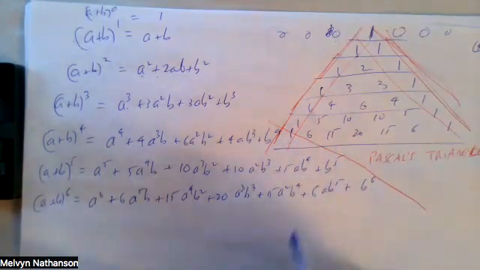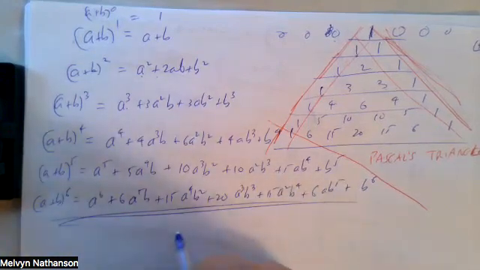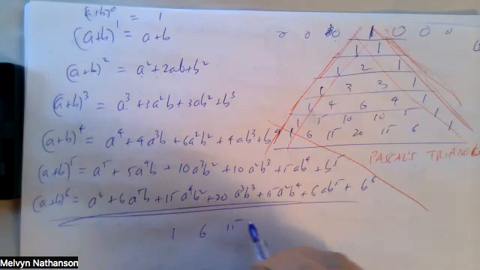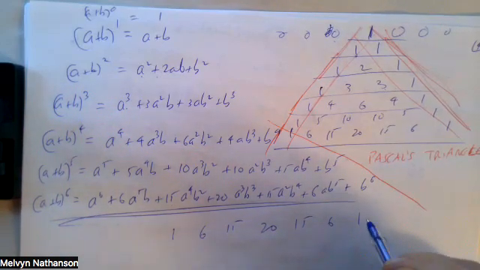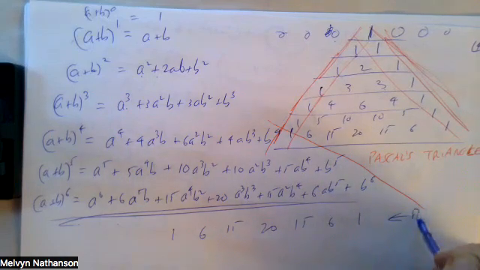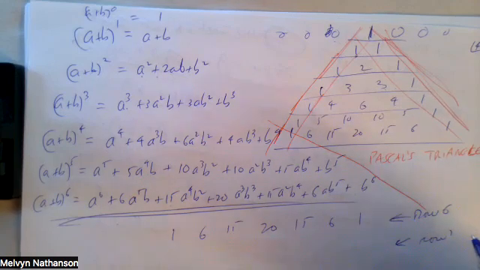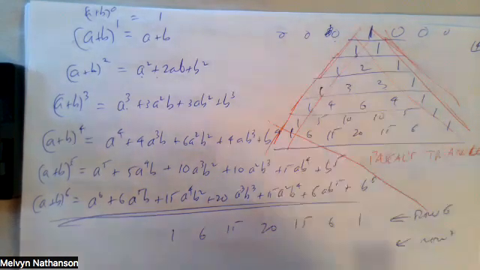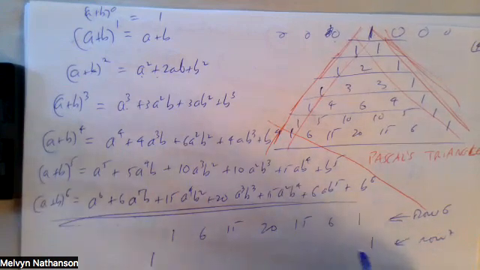Here I have the sixth row. The sixth row is 1, 6, 15, 20, 15, 6, 1. So this is row 6, and I want to get row 7. Row 7 is going to have one more number, so it's going to have 8 numbers. The ends are always going to be 1.